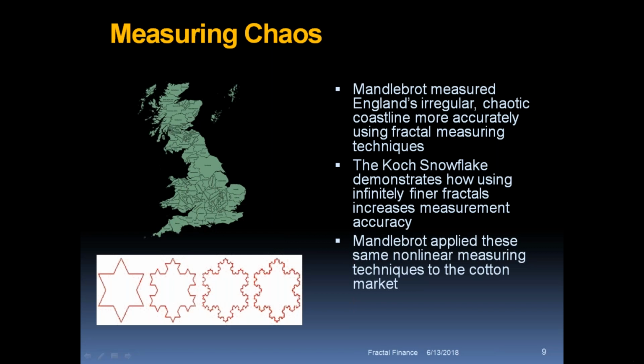As a matter of fact, Mandelbrot applied these same techniques to the cotton market to discover that the markets really were not a random walk. And he argued this for quite a number of years until it really became an accepted concept.